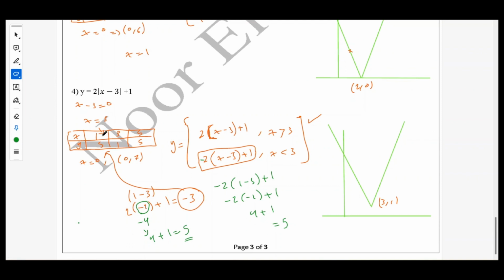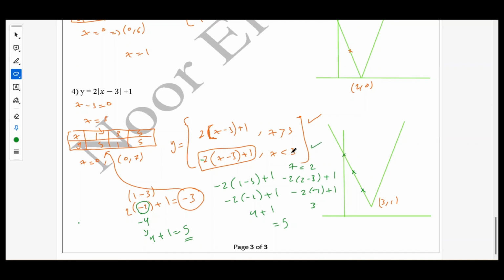I need to check. I'm going to use x equals 2. x equals 2 is less than 3. So negative 2, 2 minus 3 plus 1. Negative 2 by negative 1 plus 1, it will be 3. So this is correct.